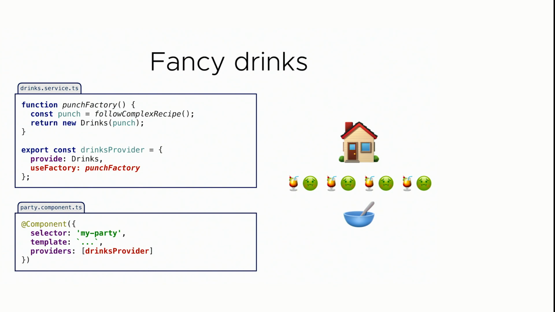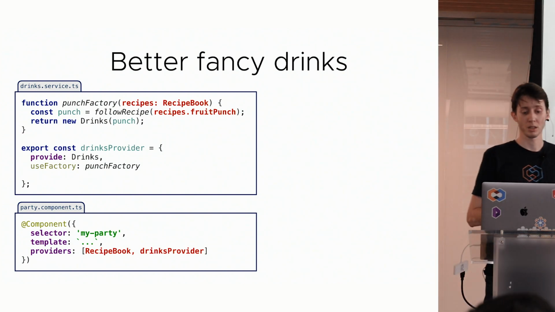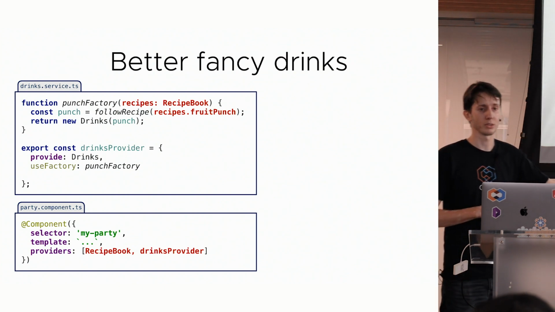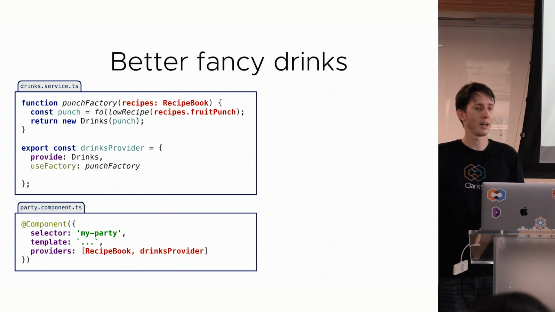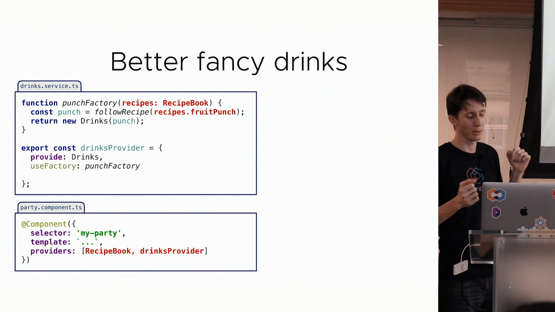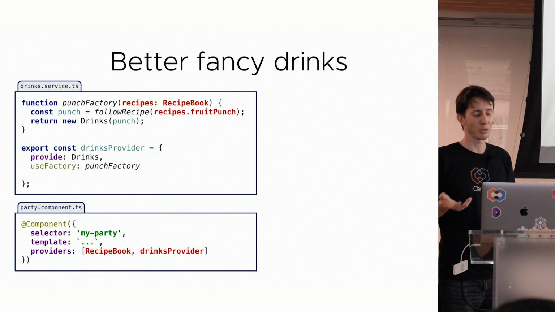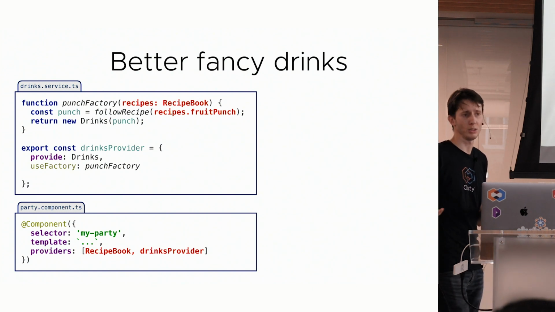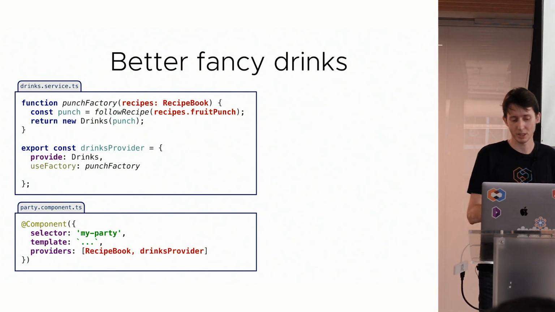So what does that mean? Simply my factory needs to receive a recipe book, and I'm just going to follow one of those recipes and use that. Turns out that recipe book is some other provider or third party something. It's another provider. Here, for simplicity, I put it in the party component. Remember what we said. Every party is not going to have a brand new recipe book, so logically it should probably be somewhere in the module. But for the purpose here, just for simplicity, I'm declaring it in the party.